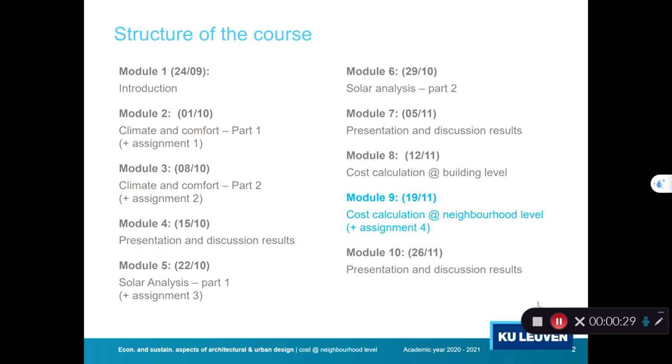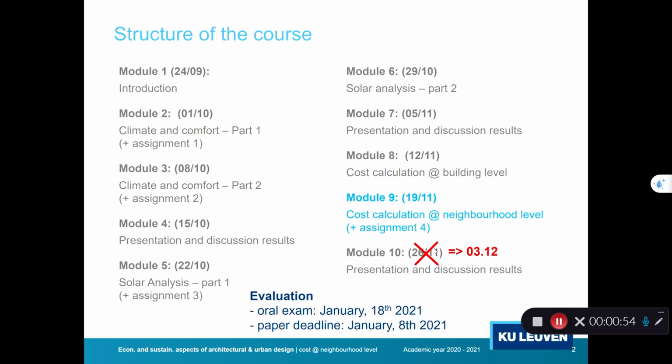Some important dates. First of all, it was foreseen that you would present your cost analysis on the 26th of November. We will change it. It will be 1 week later. So on 26th of 11 there is no course, but we do have a final session on the 3rd of December. Furthermore, the date for the oral exam is by now planned. It will take place on the 18th of January. And the paper deadline is on the 8th of January.